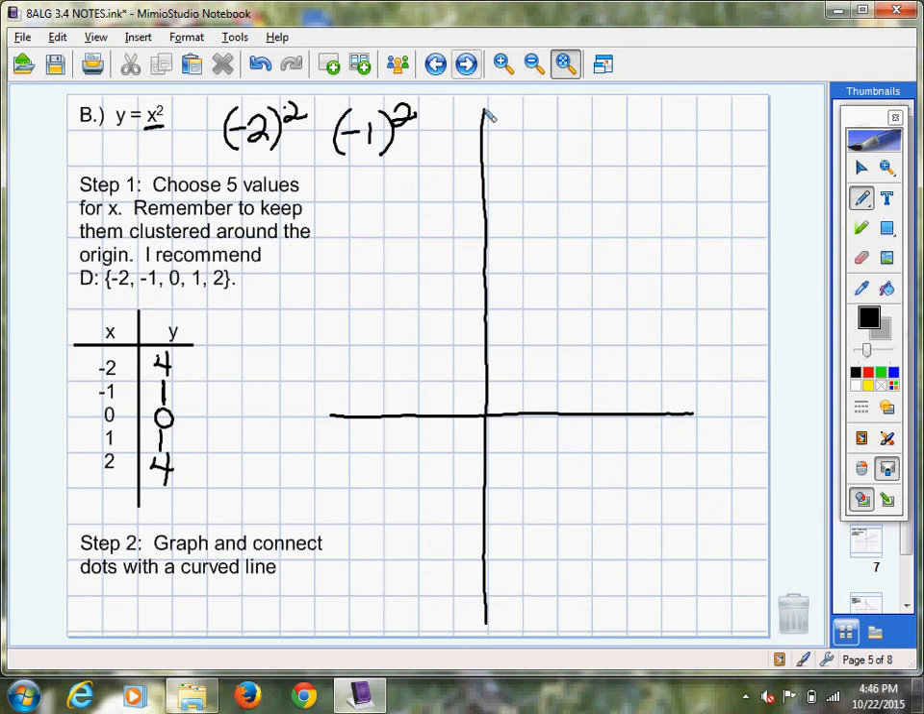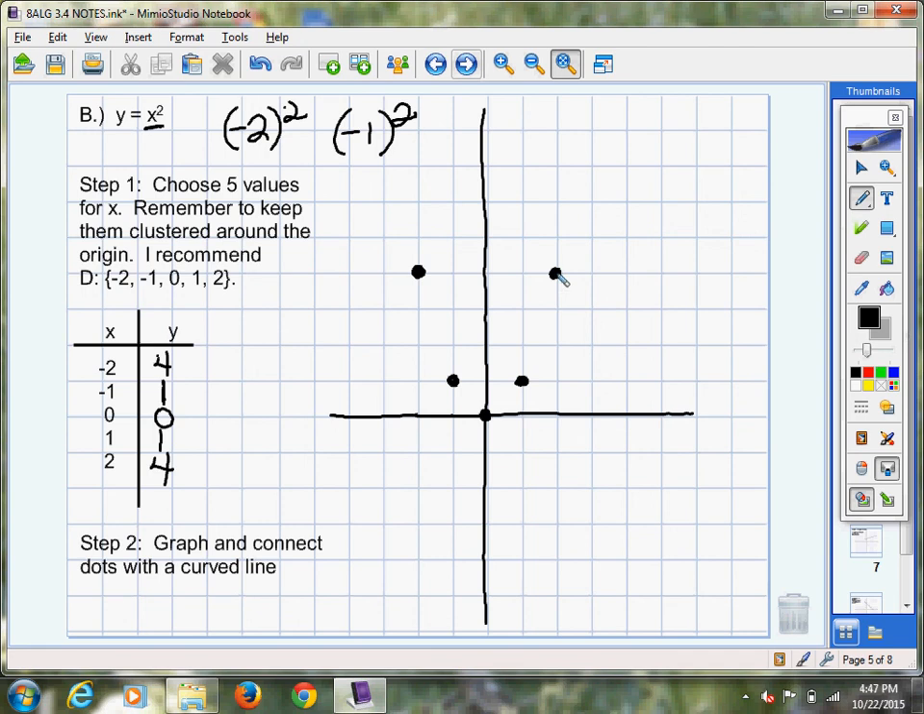So let's do -2 on the X and then +4 on the Y, and then mark that. Let's do -1 on the X and then +1 on the Y. Mark that. And then we're going to do 0, 0. That's the origin. And then 1, 1. And then 2, 4. Okay, clearly not a straight line. It's not supposed to be.